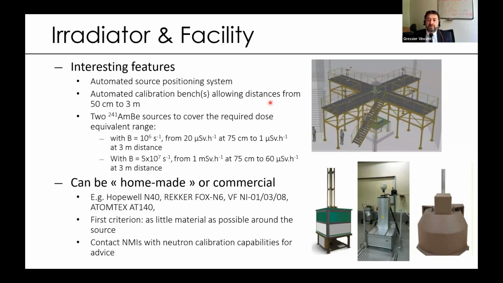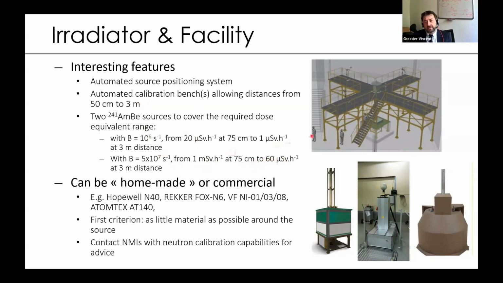An automated calibration bench, which allows you to move the distance from your detector without moving by hand, from 50 centimeters to 3 meters. That would be my recommendation. And to have not one, but two americium-beryllium sources at the same place, because if you need to cover with such distances a wide range of dose equivalent, you need, for example, with a 5×10^7, at 7.5 centimeter, you will have 1 millisievert, and at 3 meters, 60 microsievert.